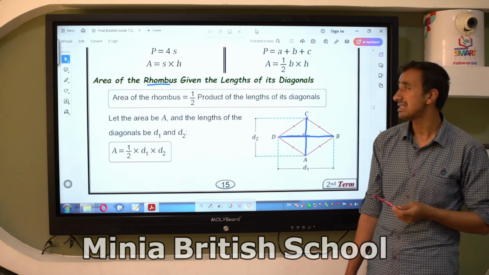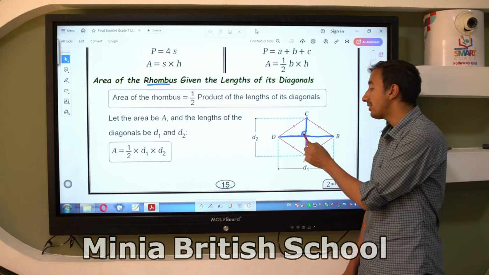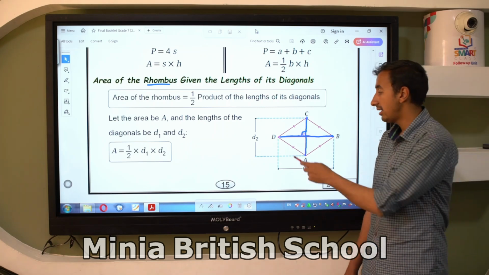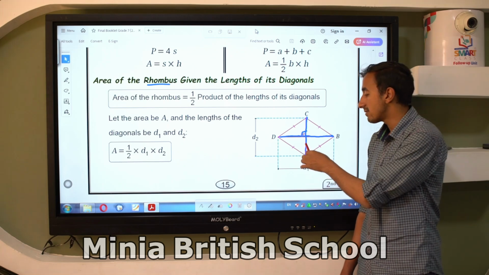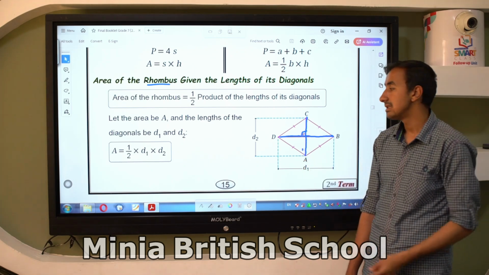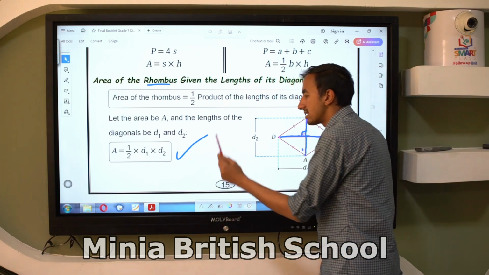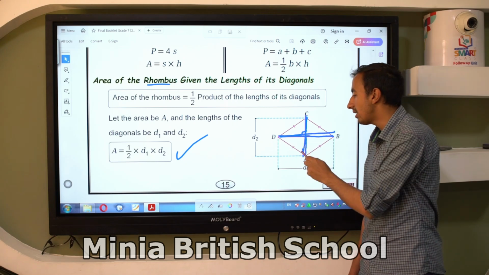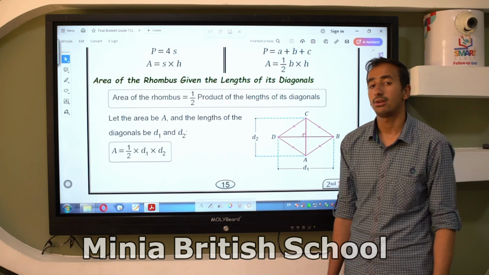Why must I use the diagonals for the rhombus and the square only? Because the diagonals are perpendicular and I can divide this rhombus or square into two triangles. Here I have base and height: half times base times half height. Here half diagonal. We can find the total of them. It's equal to half times diagonal 1 times diagonal 2. Again, area of the rhombus, half times diagonal 1 times diagonal 2.